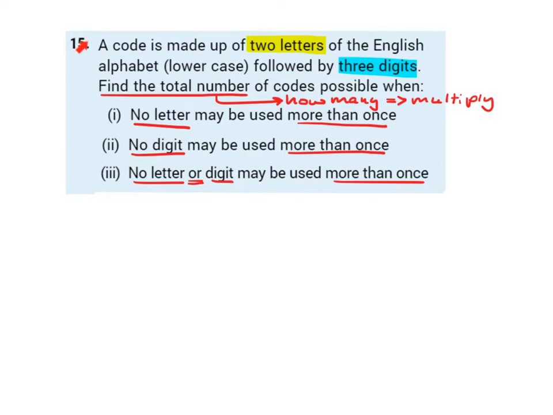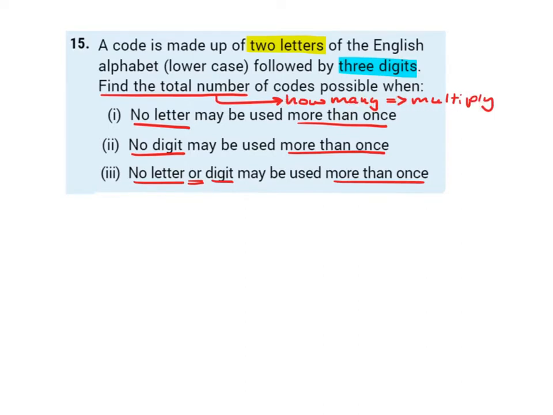Question 15. A code is made up of 2 letters of the English alphabet, lowercase, followed by 3 digits. Find the total number of codes possible when no letter may be used more than once, no digit may be used more than once, and no letter or digit may be used more than once. So first of all, it's important to note that find the total number is another way of saying how many. And when we're asked to find how many ways, we multiply.